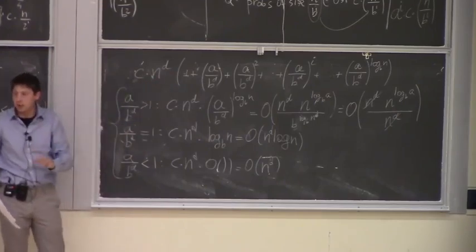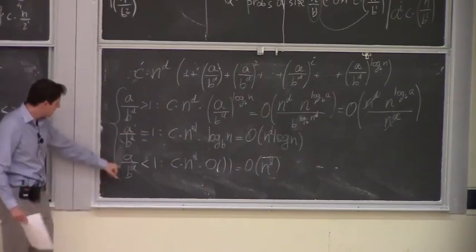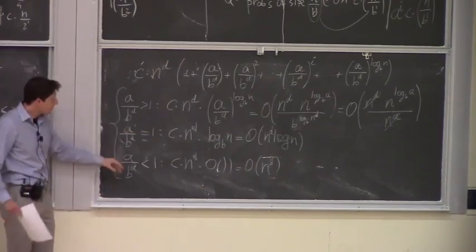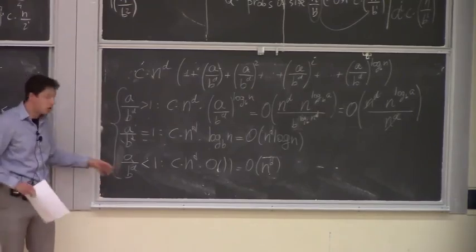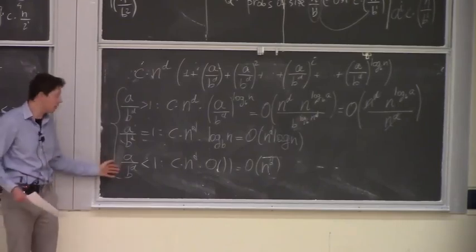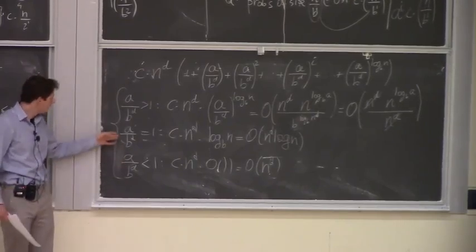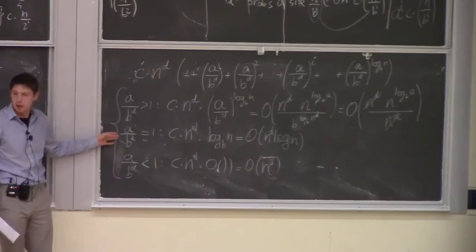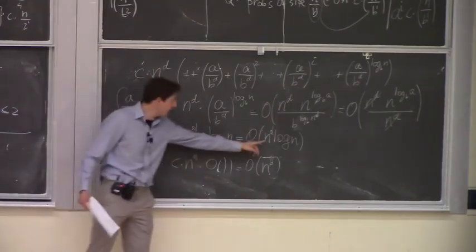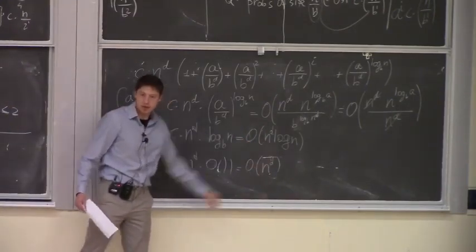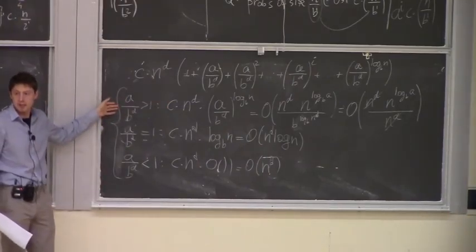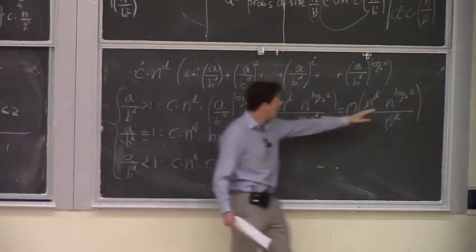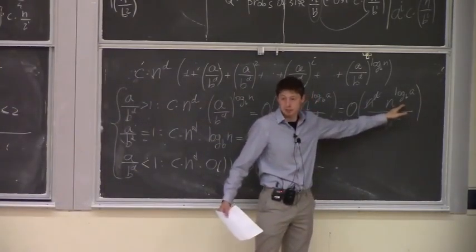OK? Intuitively, what's happening is that this is saying that the tree is top heavy. Most of the work is happening at the top of the tree, and you're paying the cost there. This is saying that the tree is kind of balanced. You have log b n layers. Each of them costs roughly the same. That's why you pay n to the d log n. And this is saying that the tree is bottom heavy. Most of the work is happening at the leaves, and it is pretty much the work that happens at the leaves already.